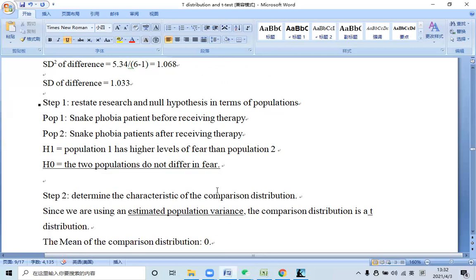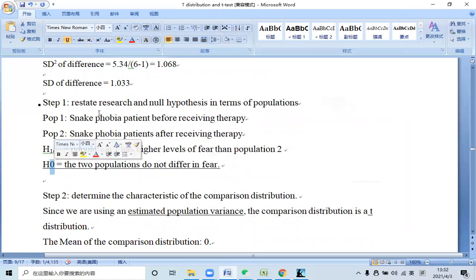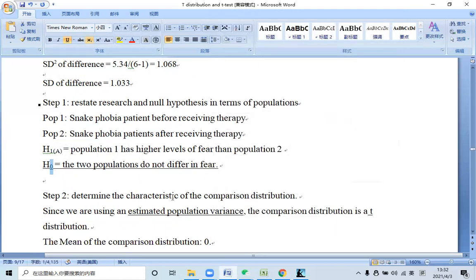All right, let's see. So these are the two hypotheses, research hypothesis versus null hypothesis. Research hypothesis is also called alternative hypothesis, so we can write it as H sub A. Null hypothesis is H sub 0.